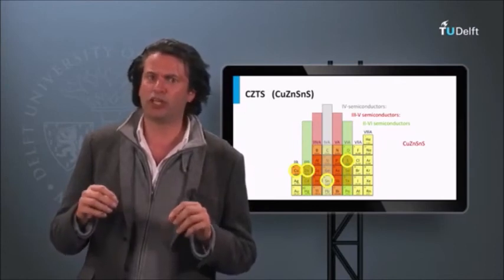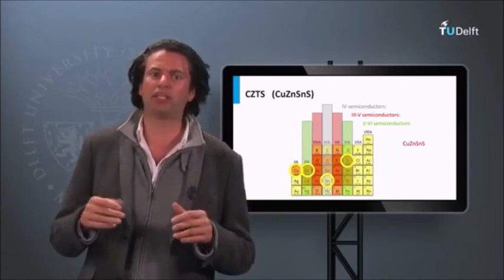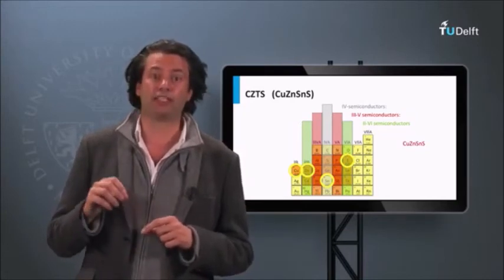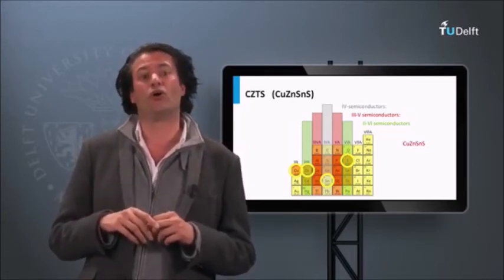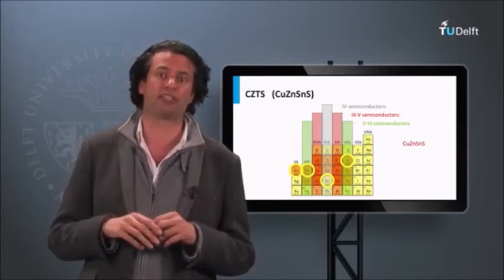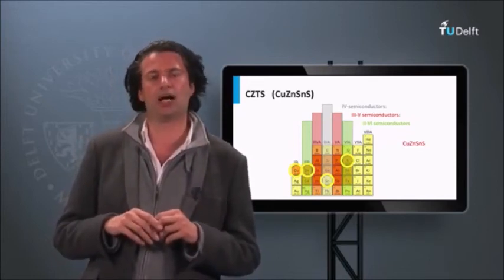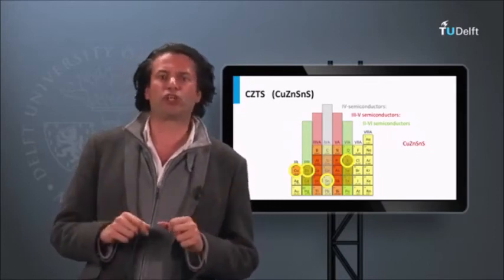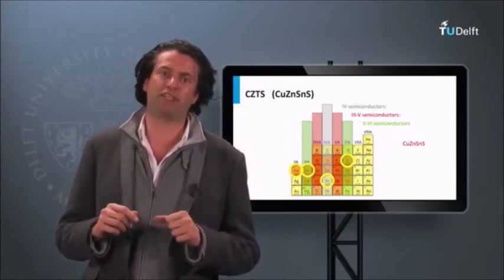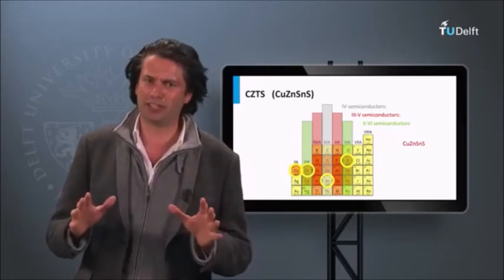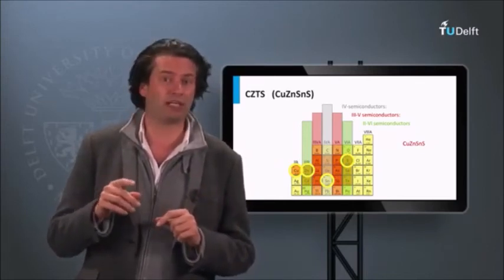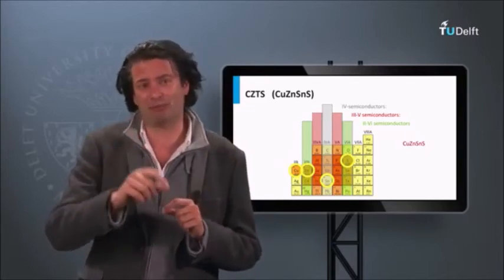CZTS is based on non-toxic and abundantly available elements. The current record efficiency of CZTS solar cells at lab scale is around 11%, as achieved by IBM. In the next block, we will discuss the thin film cadmium telluride PV technology. This is a PV technology which has currently the lowest demonstrated cost price per watt peak. See you in the next block.